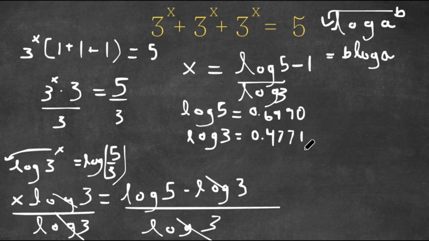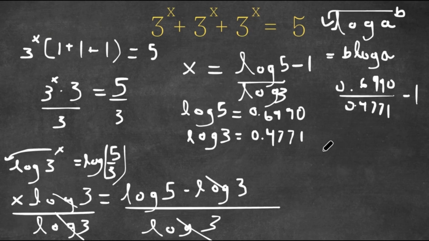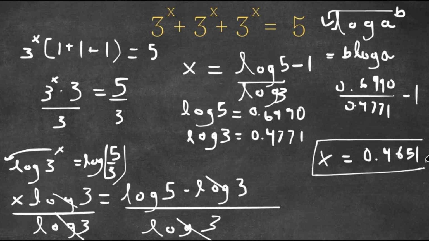So now if I plug these in, I get 0.6990 over 0.4771 minus 1. And this means that x is equal to, if we simplify this, this would be equal to 0.4651. So this is our answer.